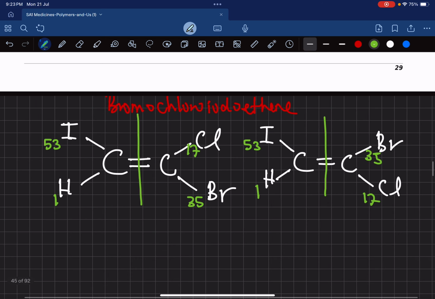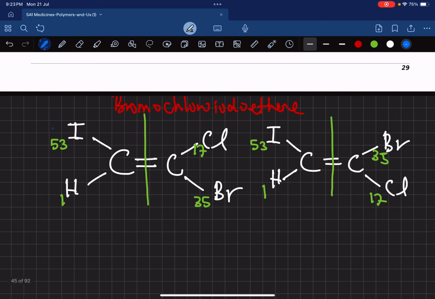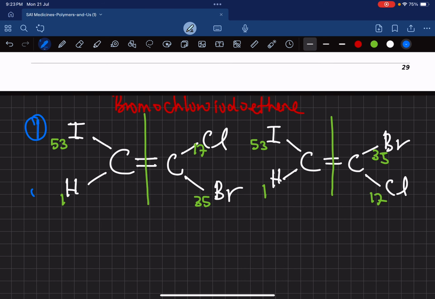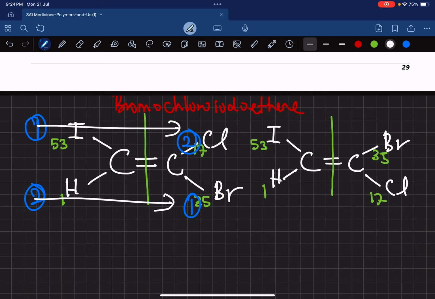Once you've assigned atomic numbers, you look at this number and this number. A simple question: which number is bigger? 53 is bigger, so we put a 1 over here and a 2 over here. 17 and 35, which is bigger? 35, so we put a 1 over here and a 2 over here. Now you notice that 1 is facing 2 and 2 is facing 1, which means they are in opposite directions.